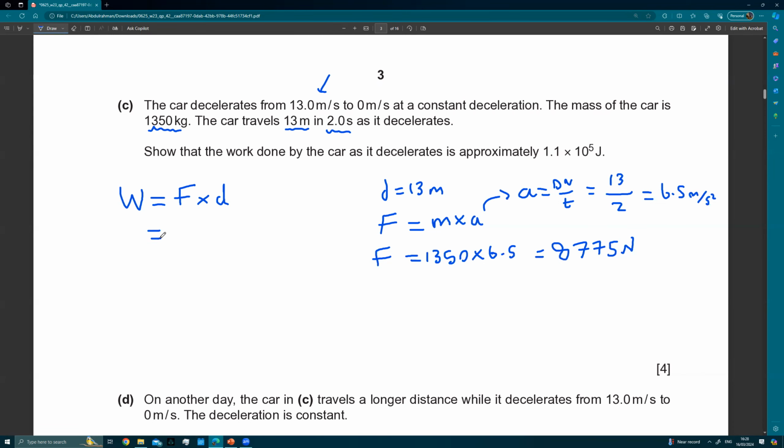We could use this equation now. We could say 8775 times the distance, which is 13. This gives me 114,075 joules, which if you round and put it in standard form, it becomes 1.1, right? Because 4 rounds down. So 1.1 times 10 to the 1, 2, 3, 4, 5, so 10 to 5 joules. All right, let's carry on.